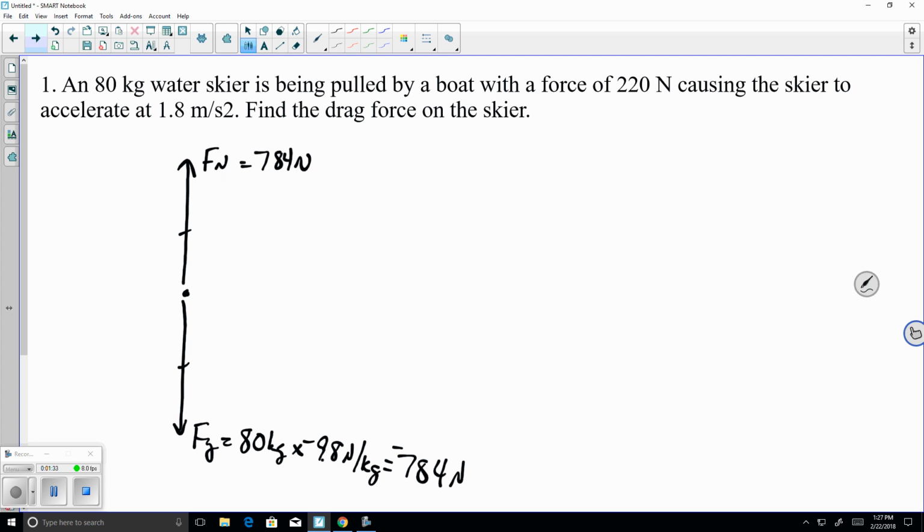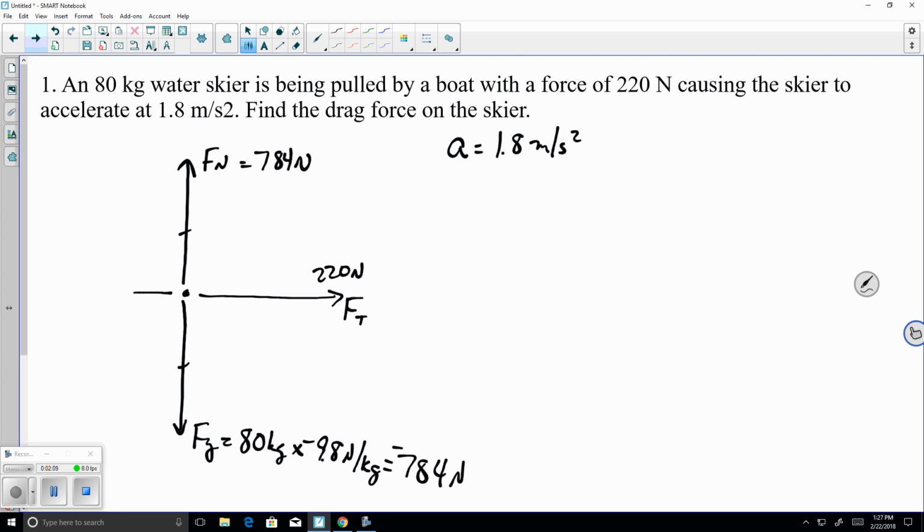All right. The other things that were given here, we have an acceleration value. That's 1.8 meters per second squared. And we have a tension force. The boat is dragging the skier. I'm just going to call this force tension. You could also call this force skier rope or something like that. And we know that that tension force is 220 newtons.